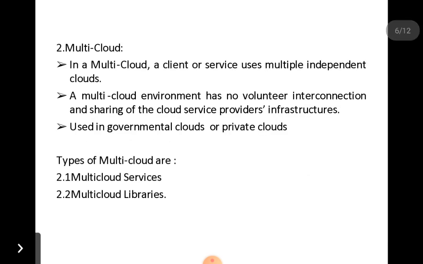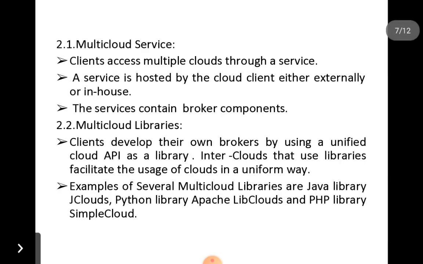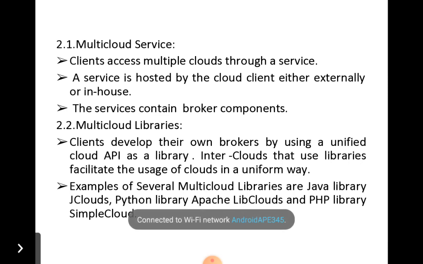Now, second is multi-cloud. In multi-cloud, a client or service uses multiple independent clouds. A multi-cloud environment has no voluntary interconnection and sharing of the cloud service providers' infrastructure. It is used in governmental cloud or private cloud. Now, what are the types of multi-cloud? First is multi-cloud service and second is multi-cloud libraries. Now I am going to discuss multi-cloud service.